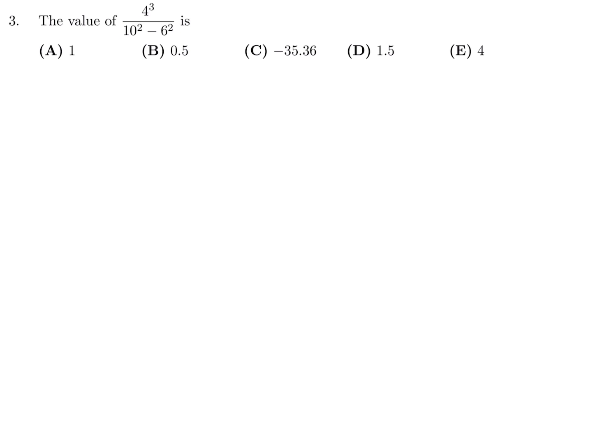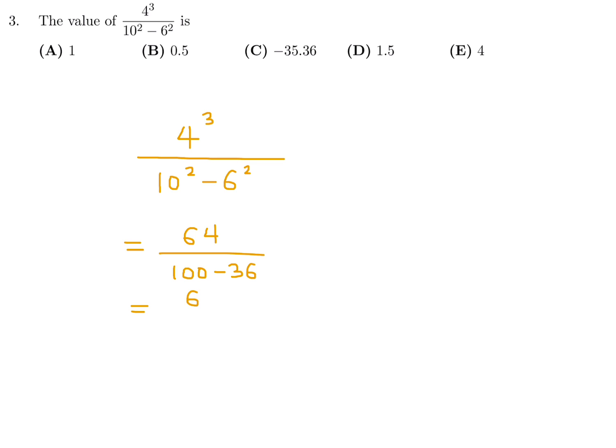The value of 4 to the power of 3 divided by 10 to the power of 2 minus 6 to the power of 2. 4 to the power of 3 is 64. 10 squared is 100. And 6 squared is 36. So this becomes 64 over 100 minus 36, which is 64 over 64, and that is equal to 1. So number 3, the answer is A.